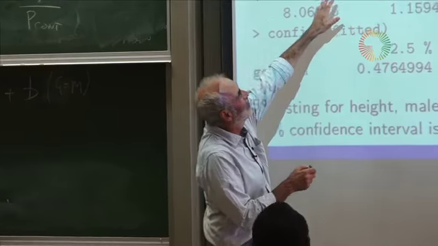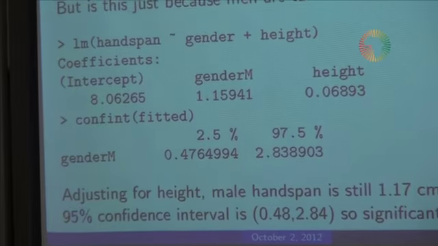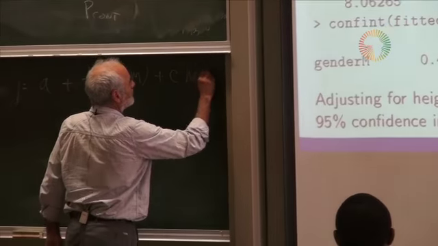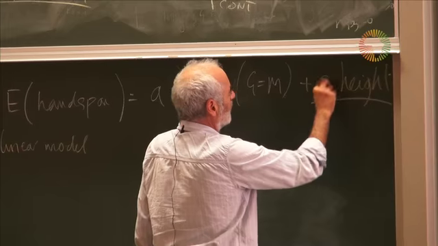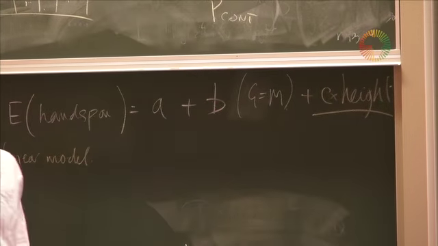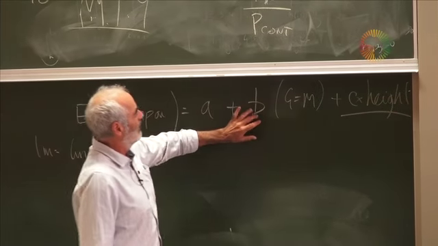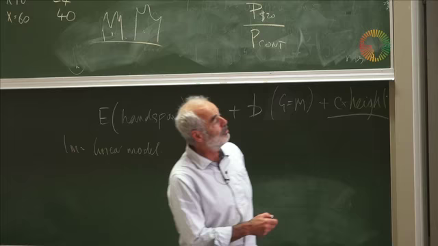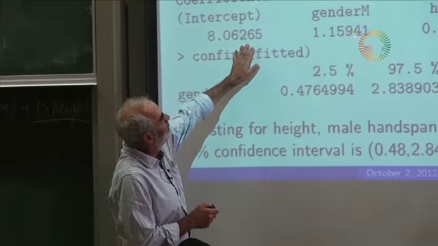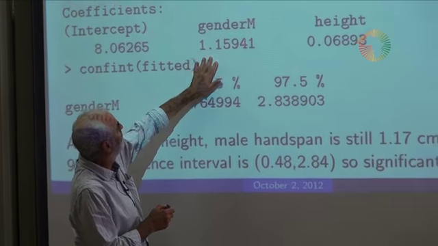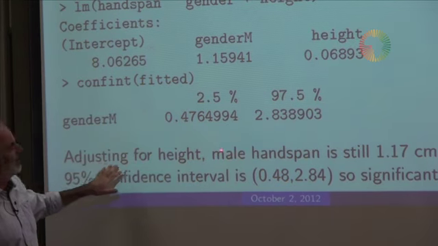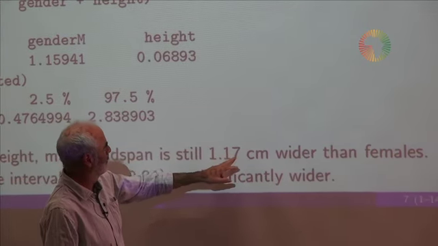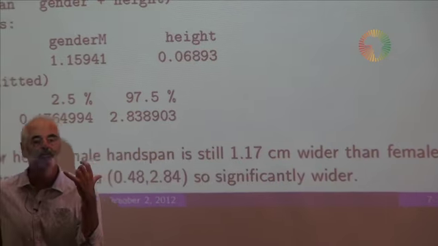It's really easy. All you do is put plus height in there. So now we're just fitting the model plus C times height. We're not interested in this C particularly, but we just want to know whether this is still positive, not zero, when we allow for height. And that's all we do. Really easy peasy. And we find out, whoa, it's still there, 1.16. So now, adjusting for height, male handspan is 1.16 centimeters wider than females.